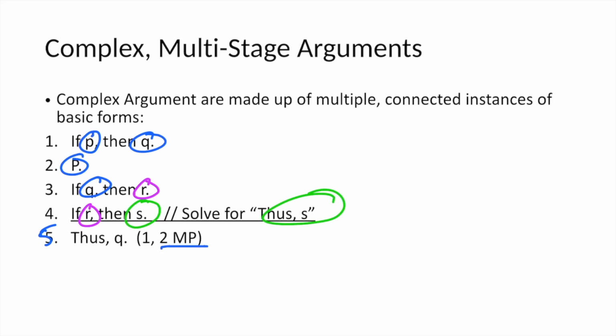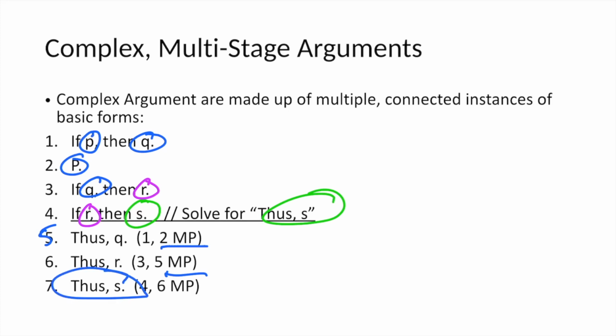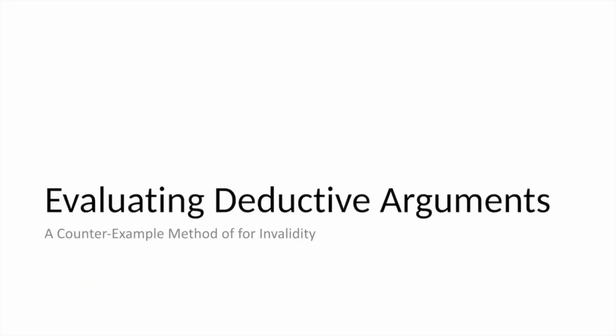And then once we have Q out by itself, I can get R out by itself by lines 3 and 5, again using modus ponens. And then I have R by itself, again using modus ponens in lines 5 and 6, I can get line 7, which is our final conclusion there. So again, a multi-stage argument, this time using three instances of modus ponens to get to the final conclusion.